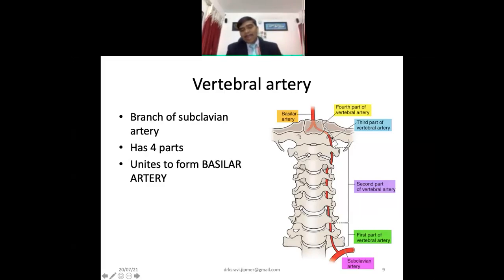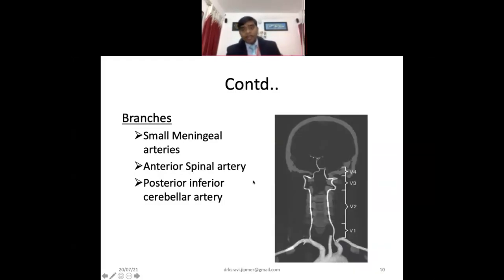Over here, you can see this loop course of the vertebral artery around the lateral mass of the atlas, or the first cervical vertebra. The first cervical vertebra is also called atlas, whereas the second cervical vertebra is also called axis. Because of this looping course of the vertebral artery around the lateral mass of the atlas, it helps in damping down the arterial pulsation within the cranial cavity. Now we will see the different branches from this vertebral artery. In this diagram also, you can appreciate the different parts of the vertebral artery: the first, second, third, and fourth part.